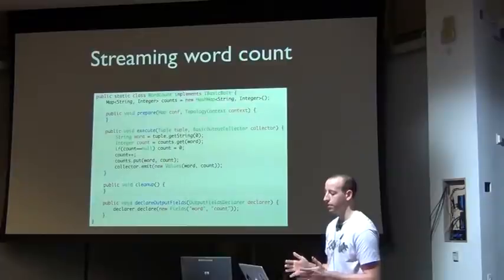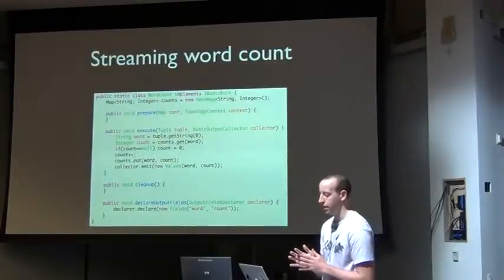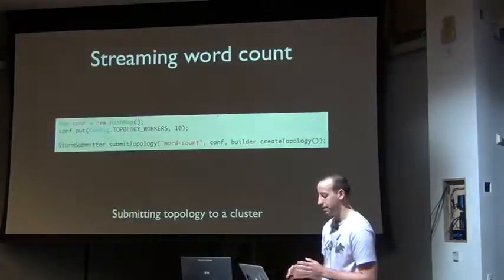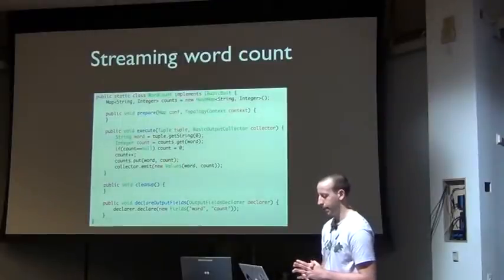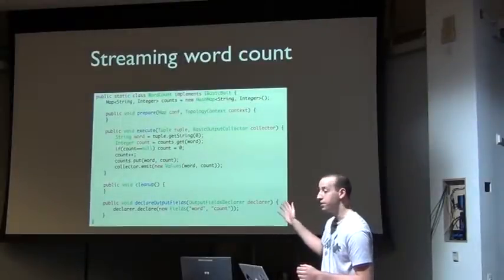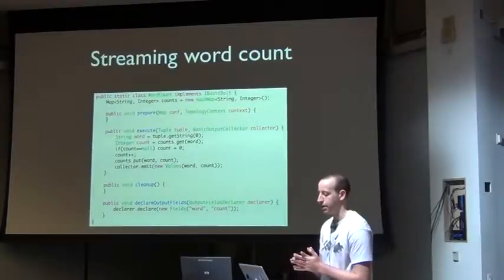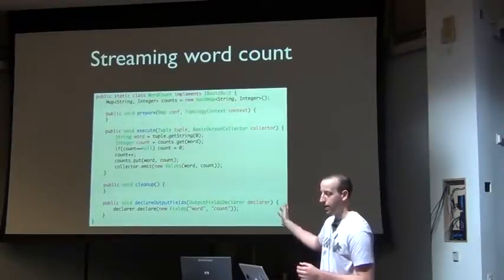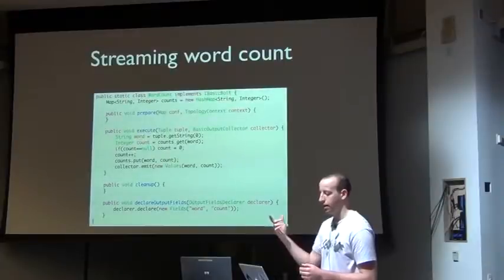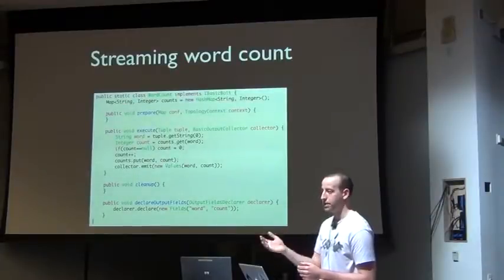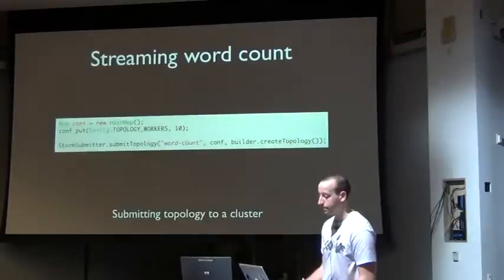Here's the word count bolt. This is implemented in Java. The way this works is it keeps an in-memory hash map from words to counts. You could use a database instead of just doing it in memory here for simplicity. And then when it receives a new tuple in the execute method, it updates the in-memory map and then emits the updated word count. And that's it.